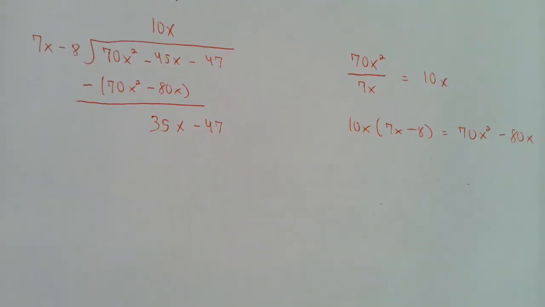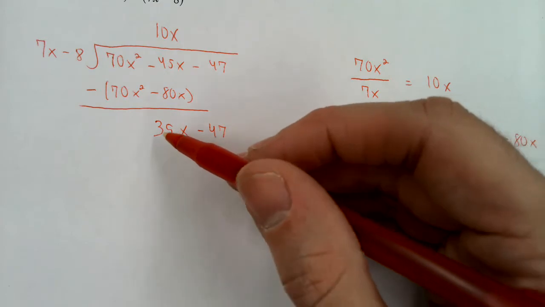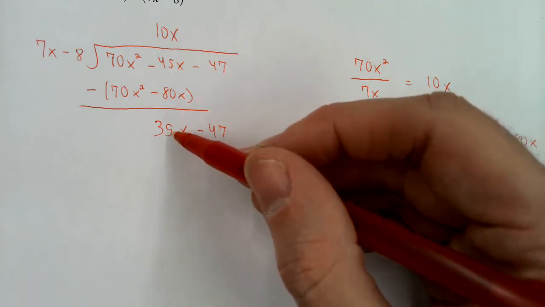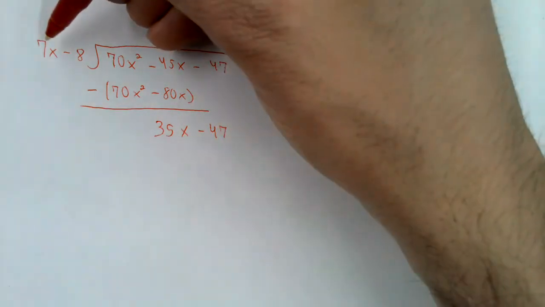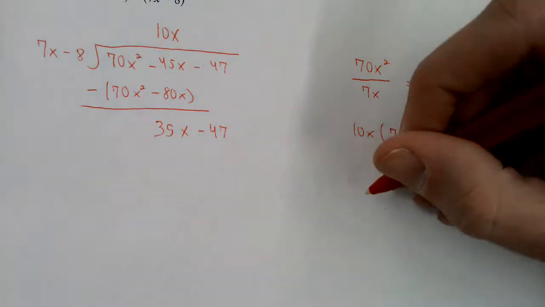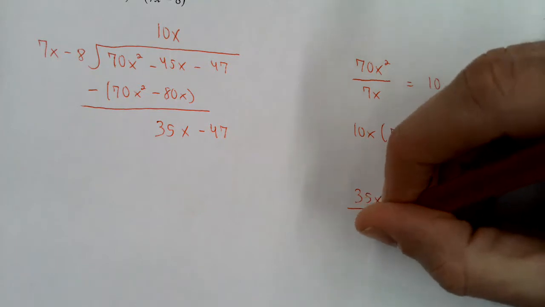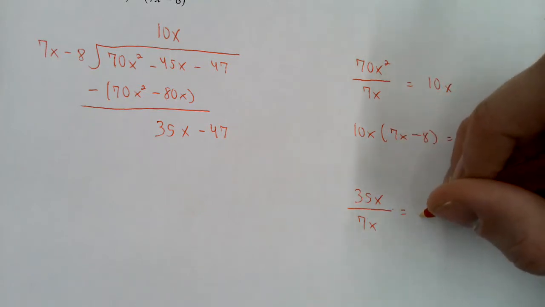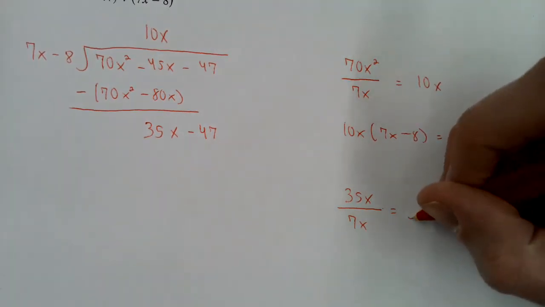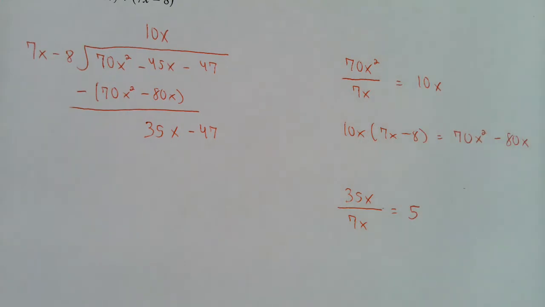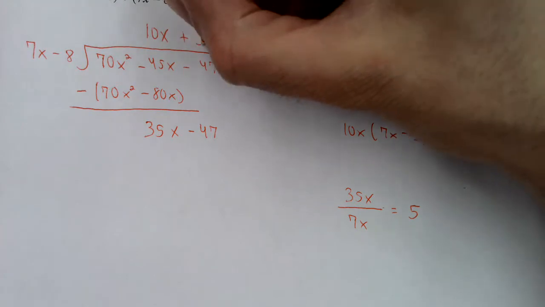So we're going to do 35x, the first term of the dividend. I'll call it my new dividend. The first term of the new dividend divided by the first term of the divisor. So 35x divided by 7x equals 5. 35x divided by 7x equals 5. So that's going to be part of my quotient or my answer. So I'll put that up here.